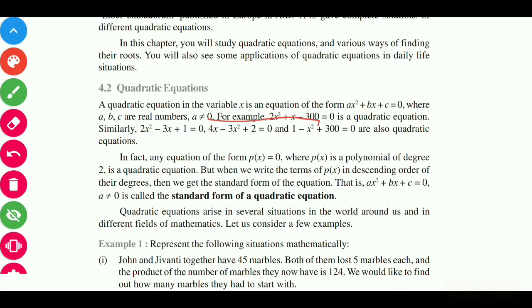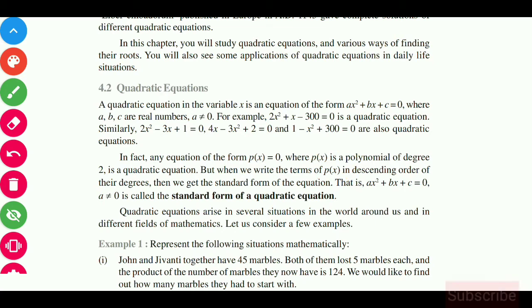For example, 2x square plus x minus 300 equals 0 is a quadratic equation. Similarly, 2x square minus 3x plus 1, 4x minus 3x square plus 2 equals 0, and 1 minus x square plus 300 are also quadratic equations. In fact, any equation of the form p(x), where p(x) is a polynomial of degree 2, is a quadratic equation. But when we write the terms of p(x) in descending order of their degree, then we get the standard form of the equation.